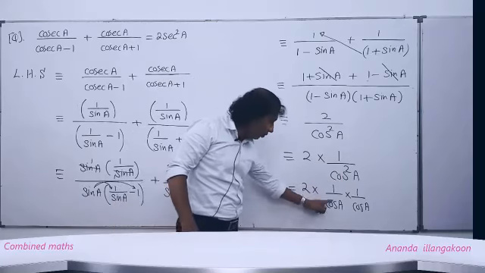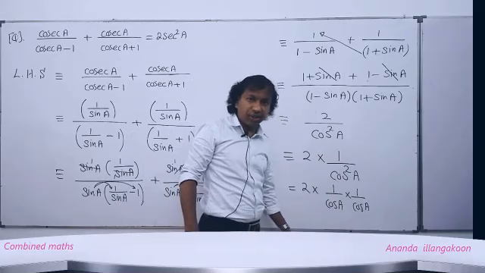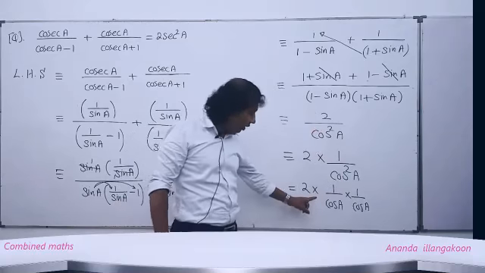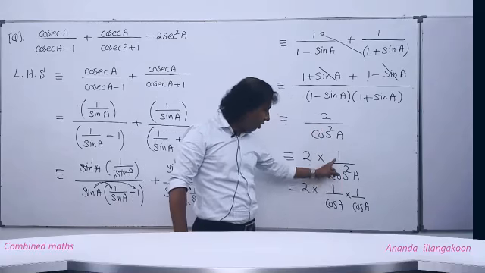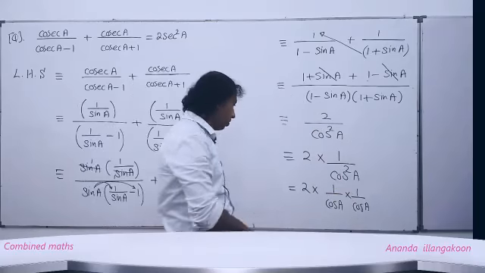What is this 1 upon cos A? Sec A. This 1 upon cos A is also sec A. Then what do we have here? Sec A into sec A. What is that? Sec squared A. So therefore, directly, without writing this step here, 1 upon cos squared A, we can write it as sec squared A.